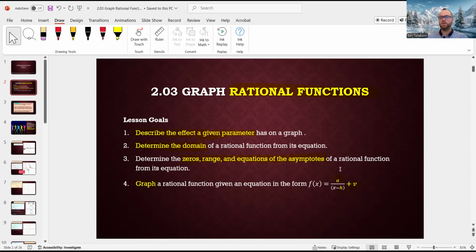So this is something you will see many times today. Write it down now or on the next page. But this is our parent rational function with all possible transformations.